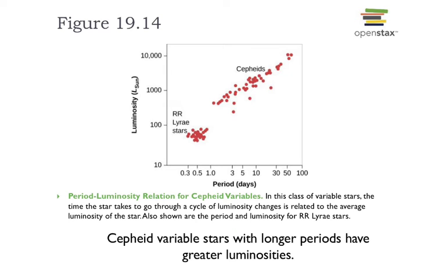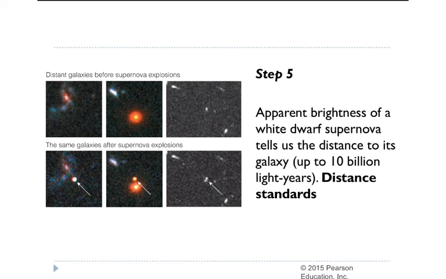And we see that those that have a longer period tend to be more luminous as well. So these are what we call standard candles, and they help us detect that distance.